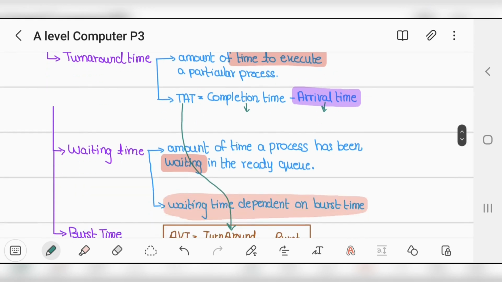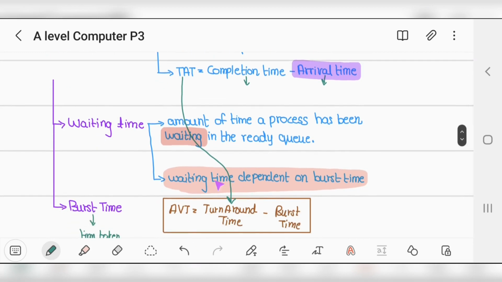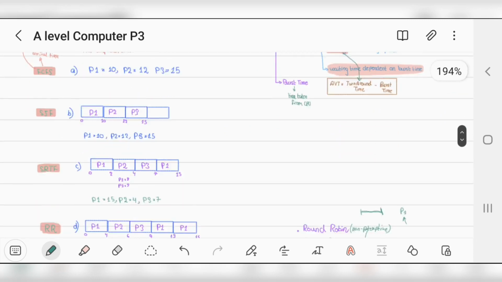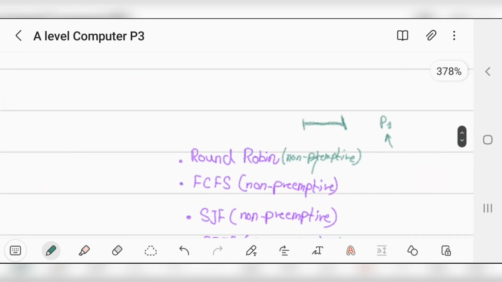You will also be asked about waiting time. After calculating the turnaround time, you subtract the burst time, which I have already explained, and you will get the waiting time. Average waiting time means adding up the waiting times of all the processes and then dividing by the number of processes. We already discussed round robin, so let's come to first come first served.